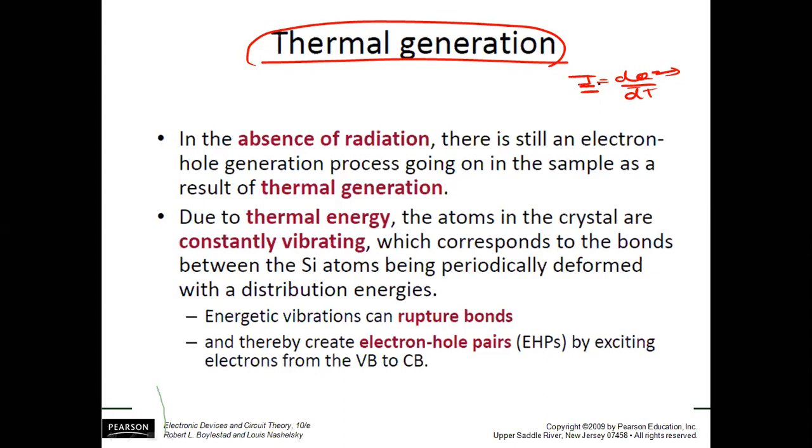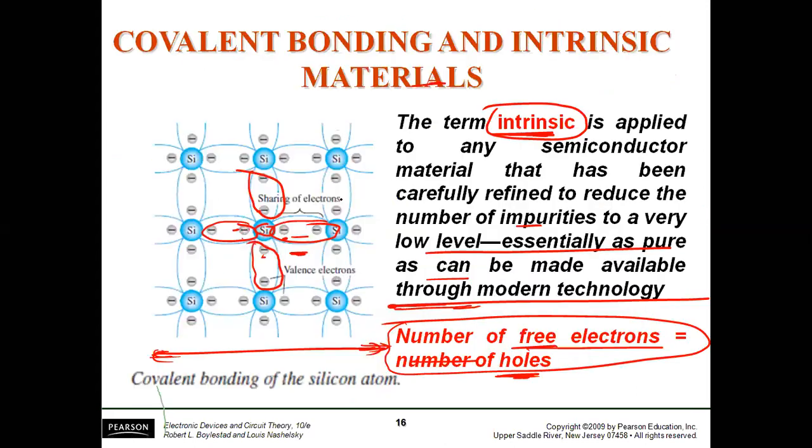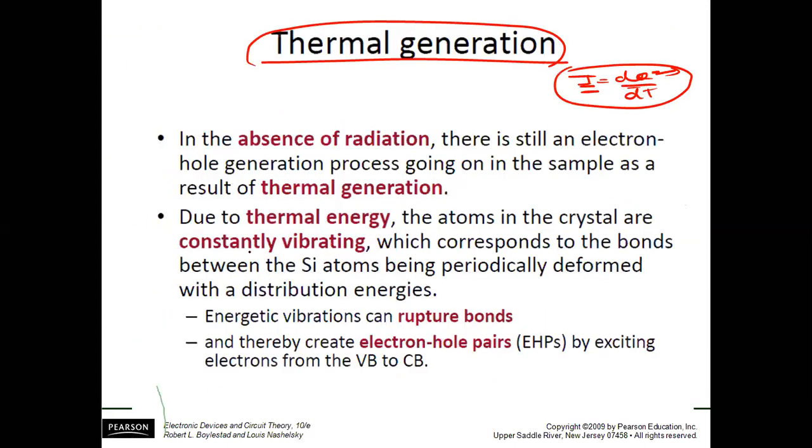So I is dq by dt. So does it mean that in intrinsic semiconductor, this is the ideal state of intrinsic semiconductor, every electron is in bond. Okay, there is no free electron. So it means that there is no current possible. This intrinsic semiconductor cannot be used for commercial purpose. Okay, but this is not the case.